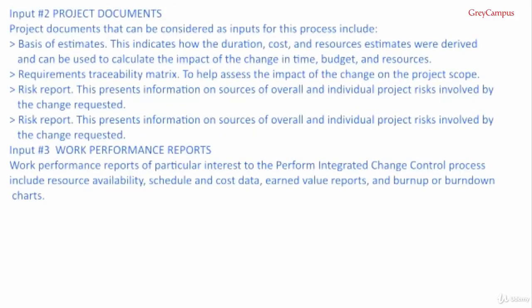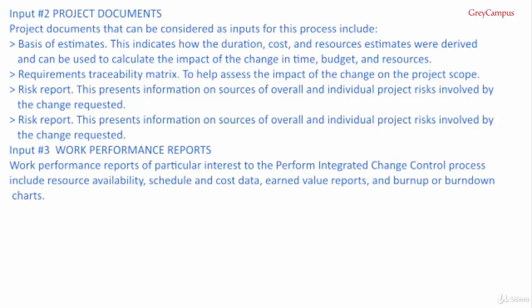Number 2, project documents. Project documents that can be considered as inputs for this process include the basis of estimates. This indicates how the duration, cost and resource estimates were derived and can be used to calculate the impact of the change in time, budget and resources. Requirements traceability matrix to help assess the impact of the change on the project scope. Risk report. This represents information on sources of overall and individual project risk involved by the change requested.